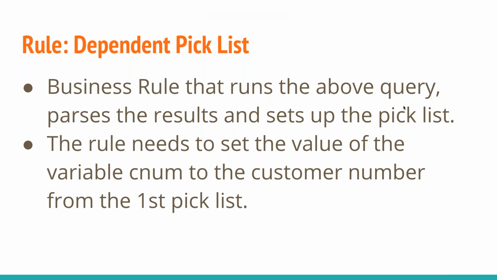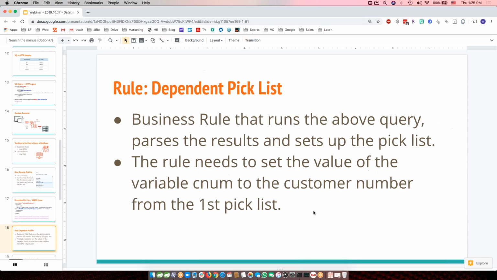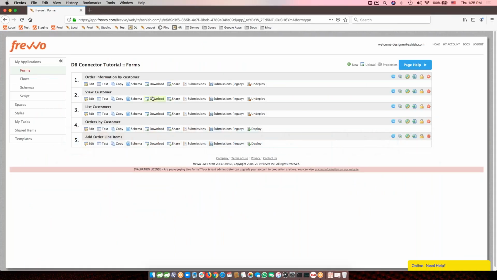So what does the rule need to do? It needs to do that same HTTP get that we talked about earlier and parse the results out of the pick list. But it needs to be triggered when you select a customer from the first pick list, because if you remember, the first pick list is set up so that when you pick a customer, you get the customer number as the value, and then you need to pass that value into the URL that gets sent down to the database connector. So let's take a look at how to do this.